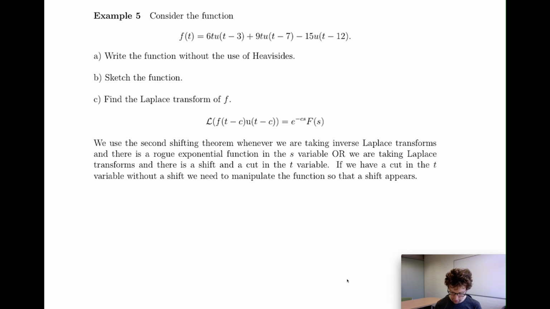So here we have a function that actually has 3 different Heaviside functions in it. So we're going to have to split up our function into 4 different pieces because it's got 3 different discontinuities. We're going to have to sketch the function and again find the Laplace transform. Now, one of the things we're going to need to do when we do that is use the second shifting theorem. So let's come back to that when we're ready.